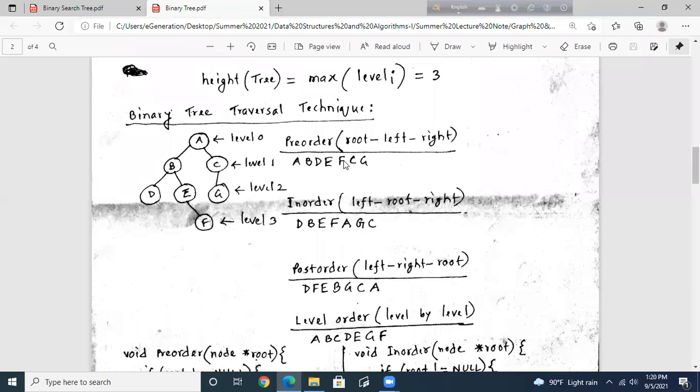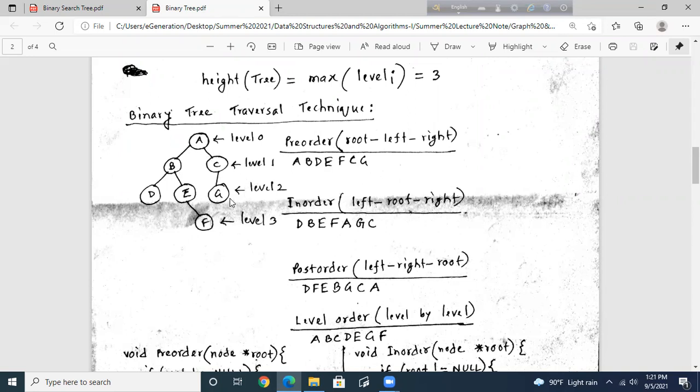Now, dear student, I have to complete the left of A. Then I have to complete the right of A. Since I have to complete the right of A, now I will go for the right of A.